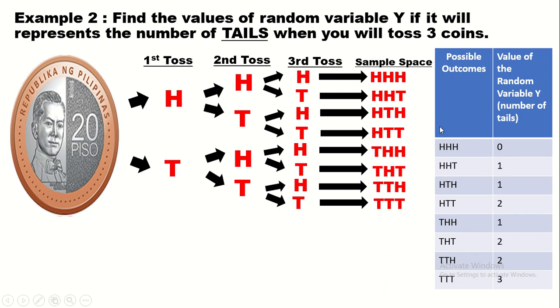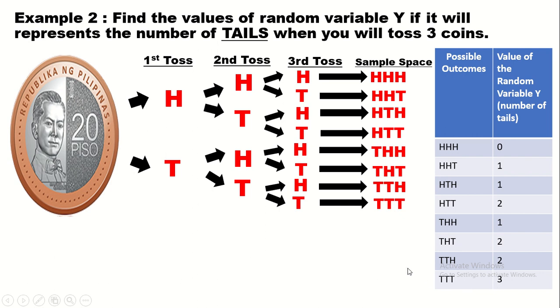Ngayon, gawa tayo ng ating table representing the sample space. So, we have the possible outcomes and the value of the random variable y or the number of tails. So, naka-focus tayo sa number of tails. Sa unang grupo, wala. Sa pangalawang grupo, may isang tail. Sa pangatlo, merong isang tail. Sa pang-apat, merong dalawa. Sa pang-lima, may isa. Sa pang-anim, merong dalawa. Sa pang-pito, merong dalawa. At sa pang-walo, ay merong tatlo.